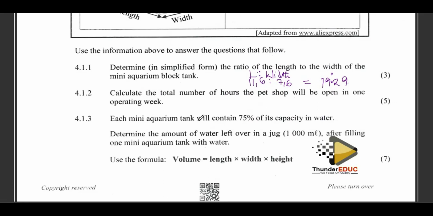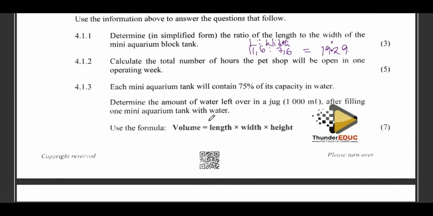Each mini aquarium will take 75% of its capacity in water. Determine the amount of water left over in a jar of 1,000 milliliters after filling 1 mini aquarium.